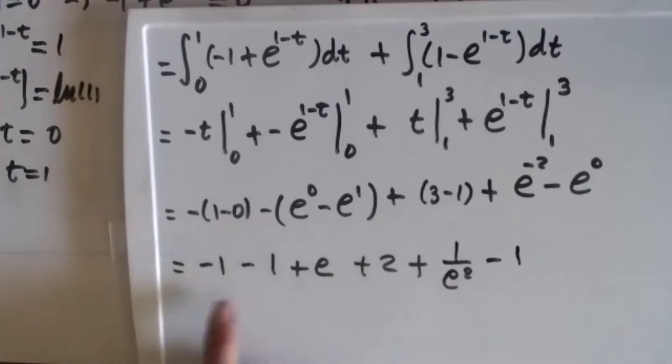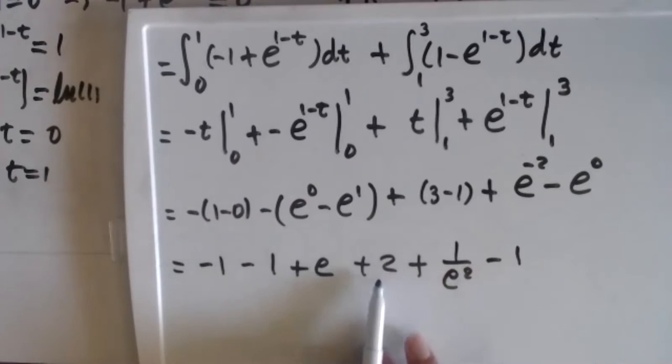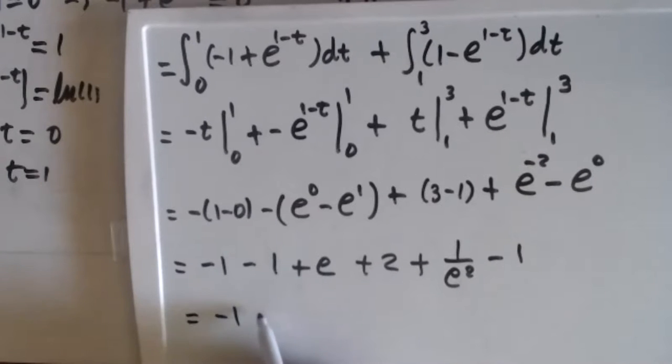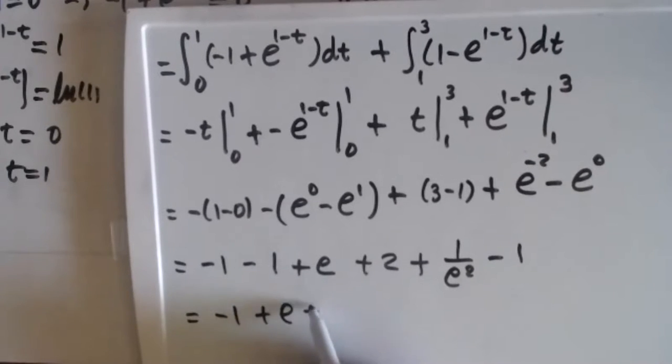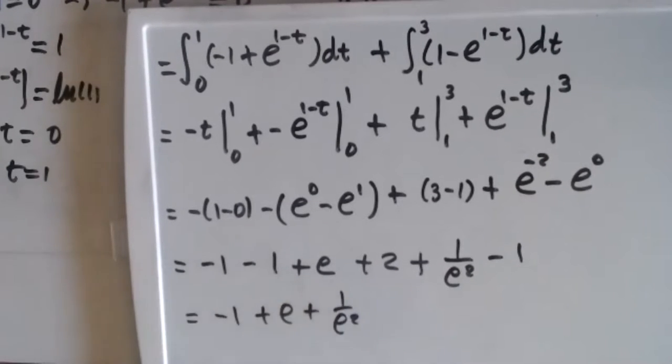Now you see these ones here, right? You have here -1, -2, -3, plus 2. Okay, so you have -1 plus e plus 1 over e squared. You see? A strange number, right? Strange everything.